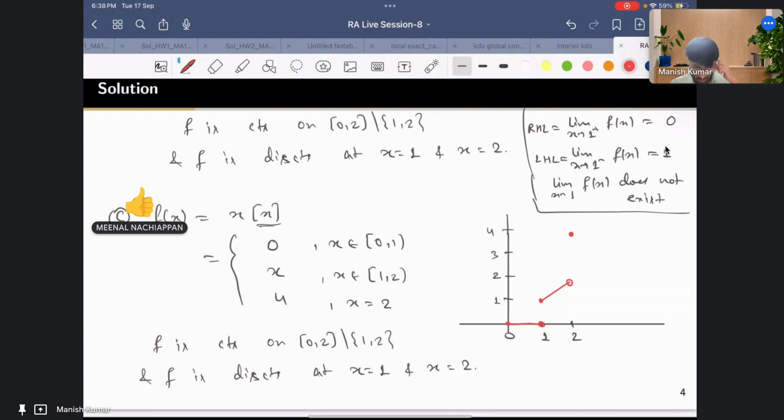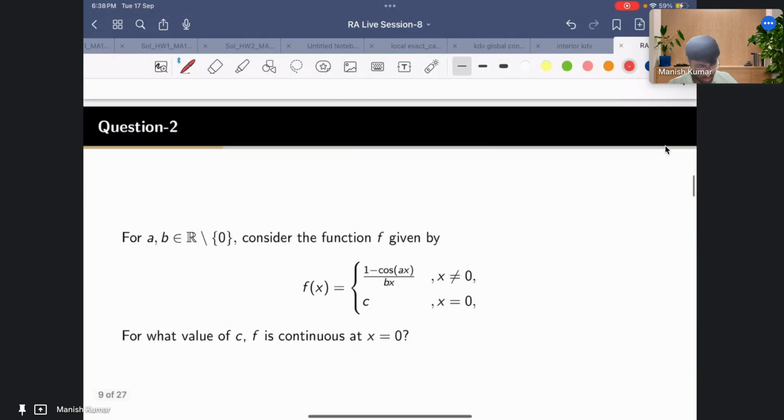Okay, so now let's proceed to the next problem. So you have been given this function, which is defined in this way. So f of x is going to be (1 minus cos ax) upon bx when x is non-zero, and at x equal to 0 this function is clearly not defined, right? So if I just look at this function, it is not defined at x equal to 0, because if you put x equal to 0 you will get 0 by 0 form, right?